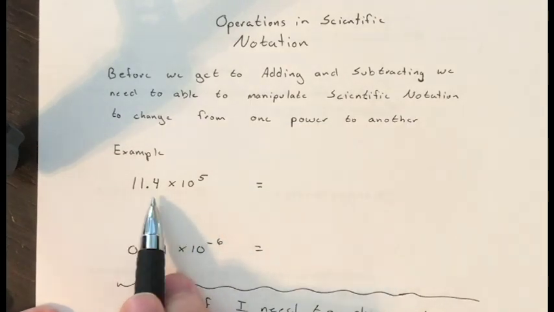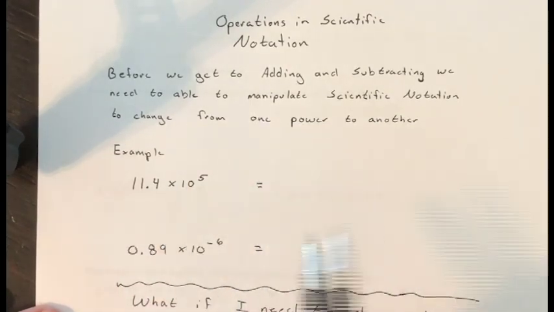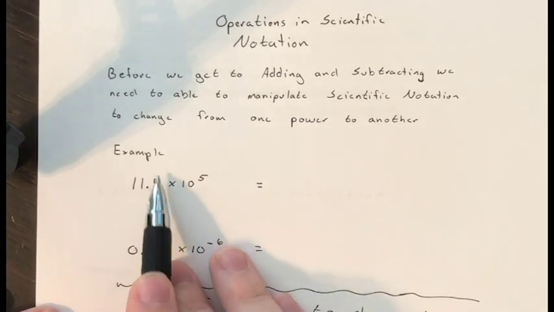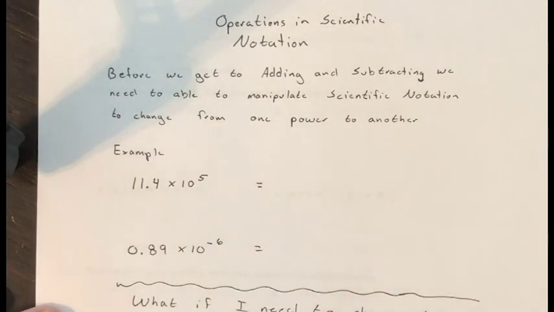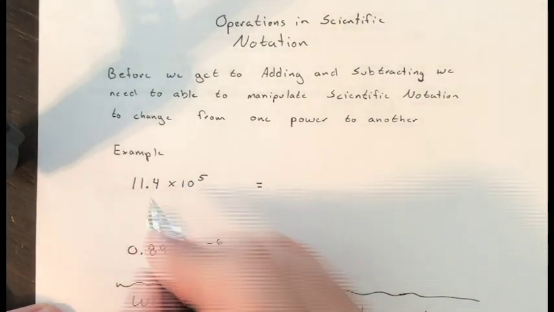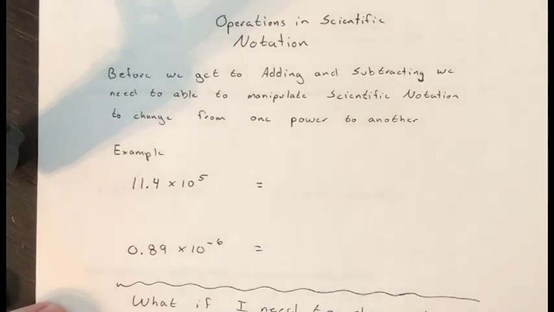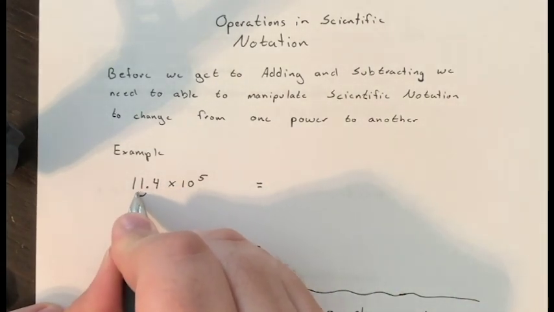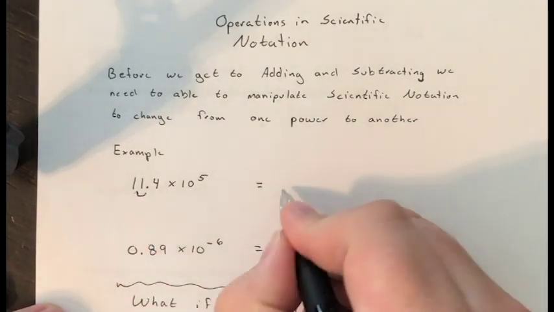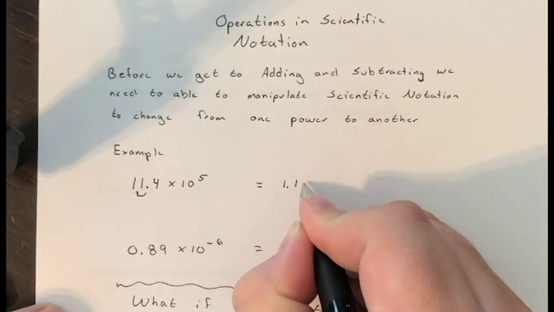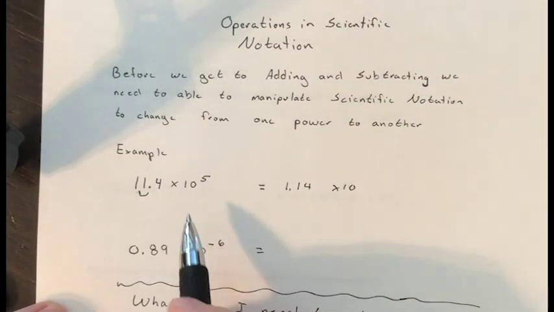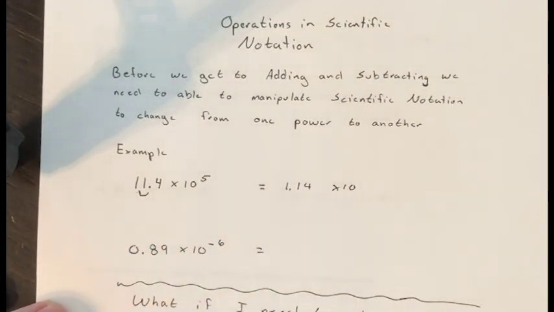So I have 11.4 times 10 to the fifth power. This is not in scientific notation. The reason being is this factor is not between 1 and 10. So my job is to rewrite it in between 1 and 10. In order for me to do that, I know I need to move my decimal this direction by one place. So that would give me 1.14 times 10 to the something power. But the question is, what power is it?